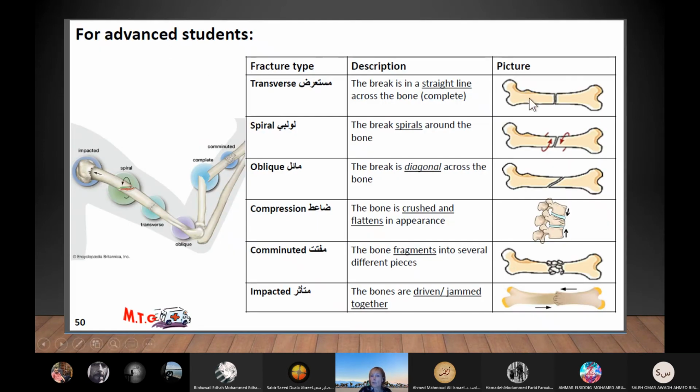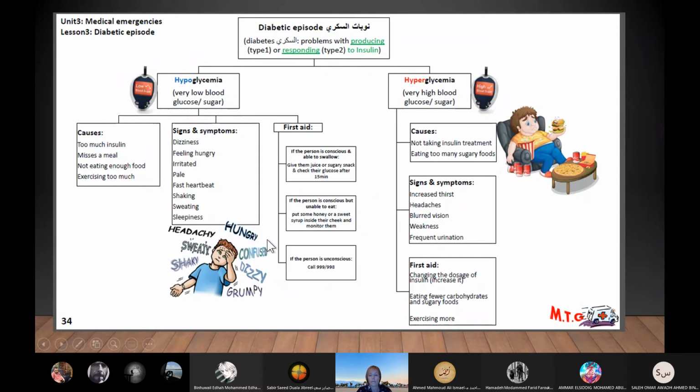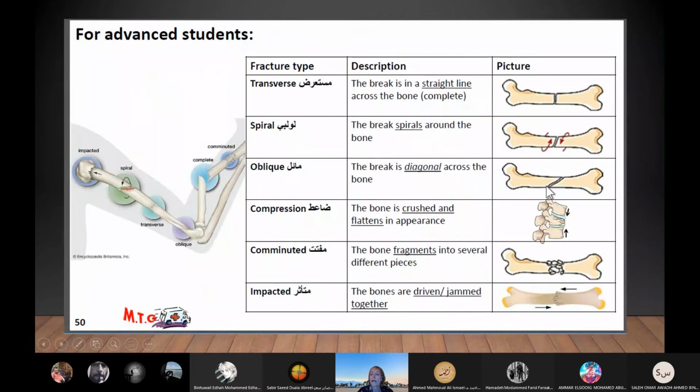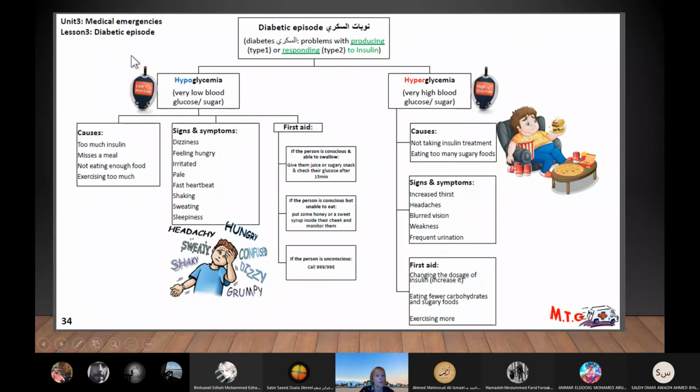Okay, so I think with the advanced students, they were asking you to be familiar with the types of fractures, okay? So spiral means that it's twisted all around the bones, not just in one area. Transverse means it's straight across. Oblique, diagonal. Compression, so bones are just crushed. Comminuted means there are many, many fragments, so little pieces of bone inside. And then impact means that it's crushed together, it's jammed together. Okay, so I don't have any questions on that one.